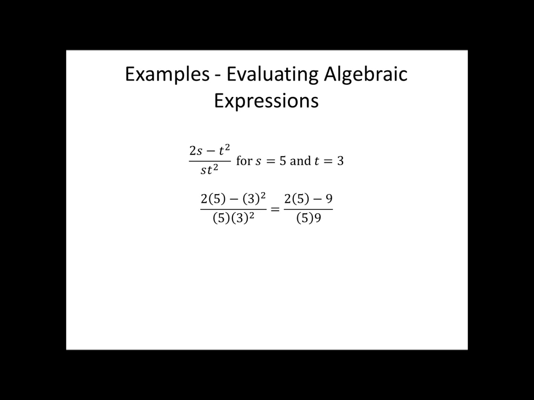Now that that's taken care of, our next step would be to multiply. So we have to multiply the 2 and 5 and multiply the 5 and 9. So we have 10 minus 9 on top and we have 45 on the bottom. So our final answer that we box in is 1 over 45.